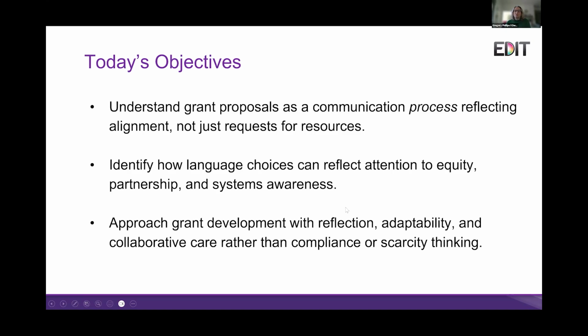What we're hoping to cover today falls into these three objectives. So first, we want to understand grant proposals as a communication process reflecting alignment, not just requests for resources. We also want to talk about how to identify language choices that can reflect attention to equity, partnership, and systems awareness in your conversations and your proposal development, and to approach grant development with reflection, adaptability, and collaborative care rather than compliance or scarcity thinking.